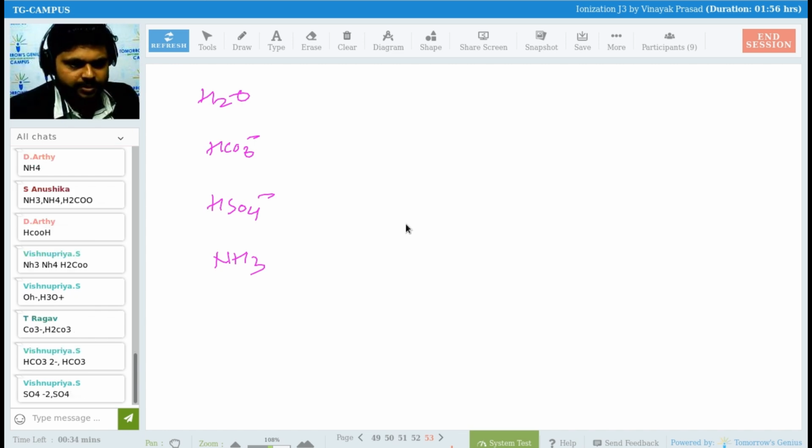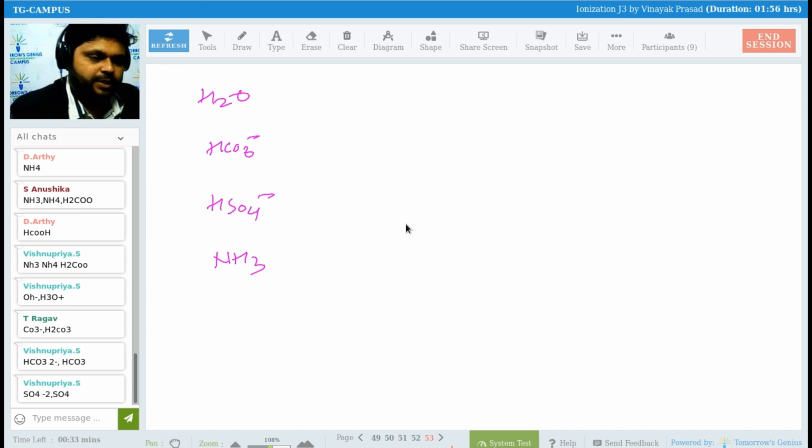So many people have answered this question. Anusha, conjugate base is OH, CO3, SO4 and NH2. Very good. So what will be the conjugate acid then? And don't forget to write the minus sign over there. If you're writing OH, then you also have to put minus as well.